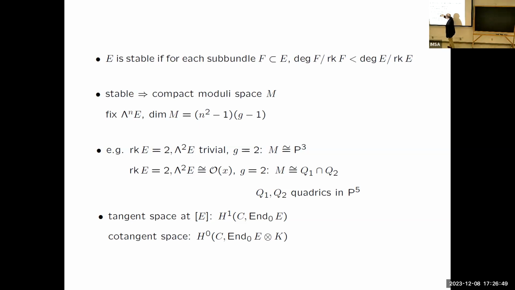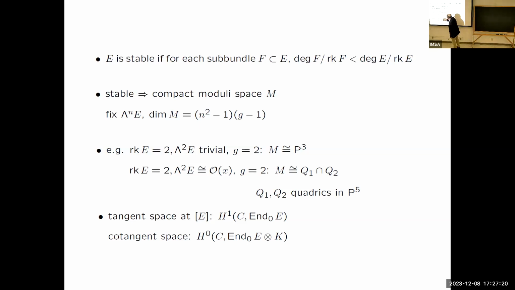So the classical one is where the rank is 2 and the genus is 2. In the case where the determinant is trivial, then the moduli space is projective 3-space. And in the case where it's odd degree, so you might as well fix it to be a line bundle of degree 1, or a line bundle driven by a point, then it's isomorphic to the intersection of two quadrics in P5.